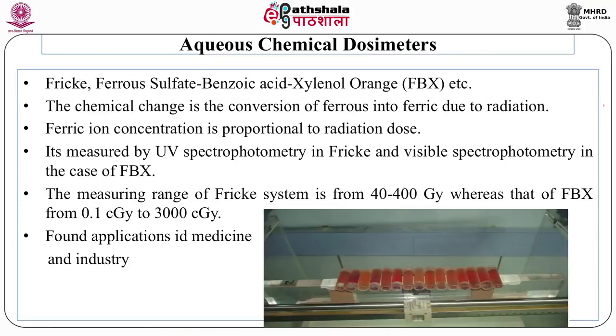One more class of dosimeters or detectors is aqueous chemical dosimeters, and in that, Fricke, ferrous sulfate, benzoic acid, xylenol orange, FBX are some of the dosimeters. What happens here is the chemical change due to radiation: ferrous ions are converted into ferric, and the ferric ion concentration is proportional to radiation dose. This ferric ion concentration can be measured by UV spectrophotometry in Fricke and visible spectrophotometry in the FBX case. The measuring range of Fricke is 40 to 400 gray, whereas that of FBX is 0.1 centigray to 3000 centigray. And mind you, the FBX dosimeter has been developed in India as a modification of the Fricke dosimeter. It has found many applications in medicine and industry.